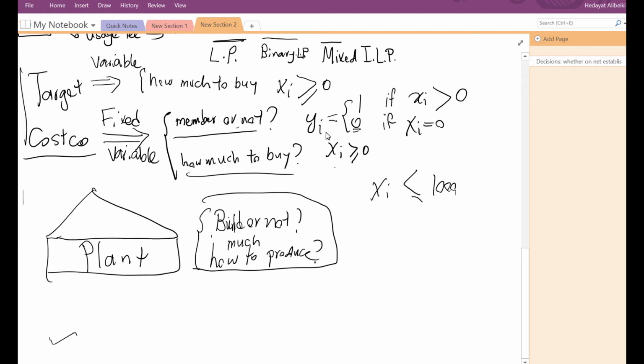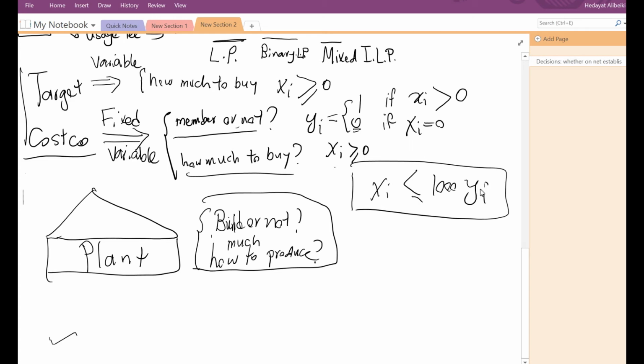So we have a capacity limit for production if we become a member, for example, or if we build our plant. This 1,000 is the maximum amount that we can purchase from Costco, or the maximum number of products that we can produce in our plant. But this inequality would hold if yi is equal to 1, if we become a member or if we build our company or plant.